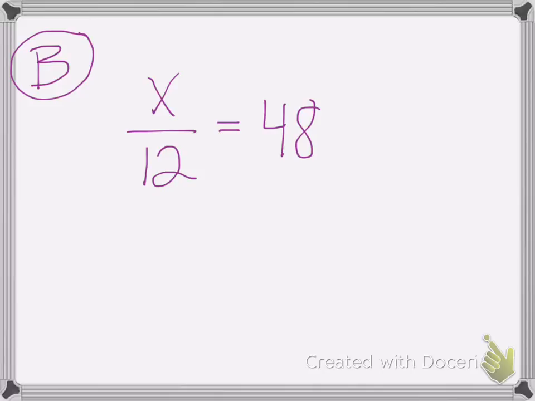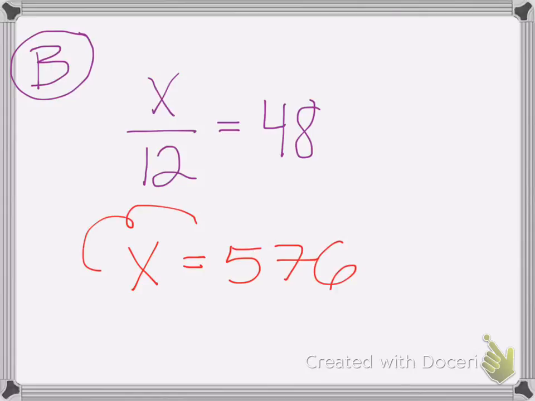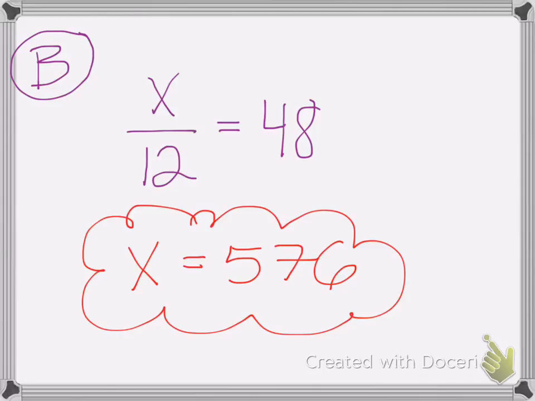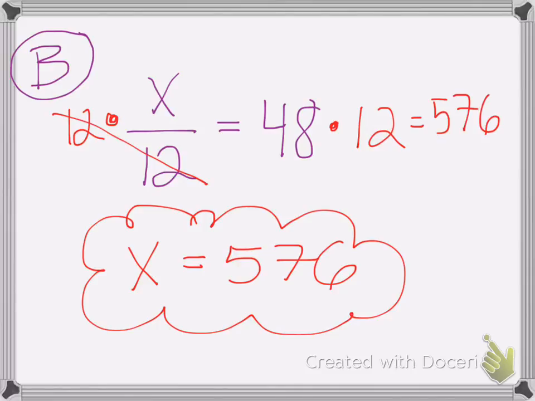Alrighty, class. It should have been x equals 576. Way to go. Did you get it? High five yourselves. What you would have done is multiply by 12. Those would have canceled. And that equals 576. Alrighty. Okay, let's move on to part B of example 1, which will be about, you might guess it right, division. Okay, let's move on.